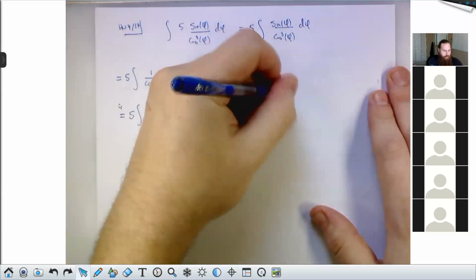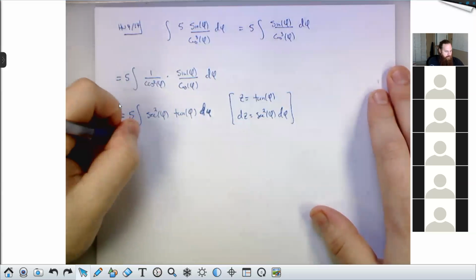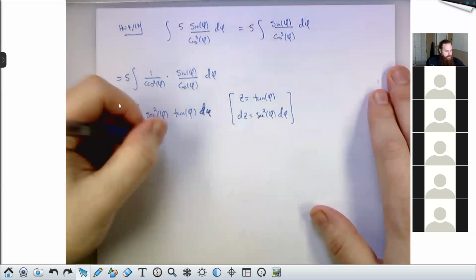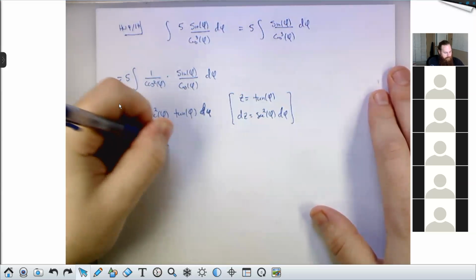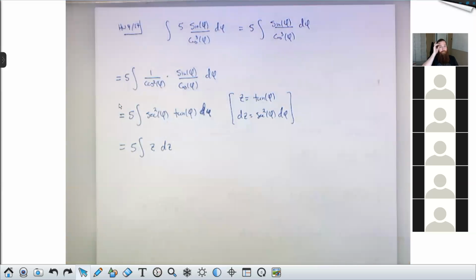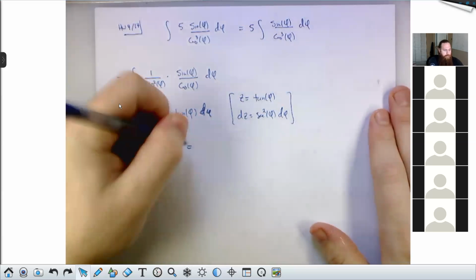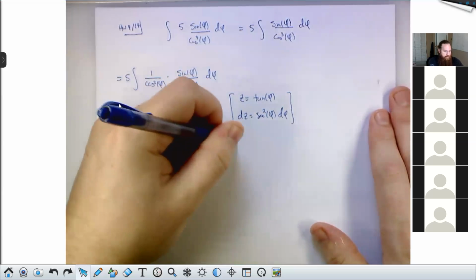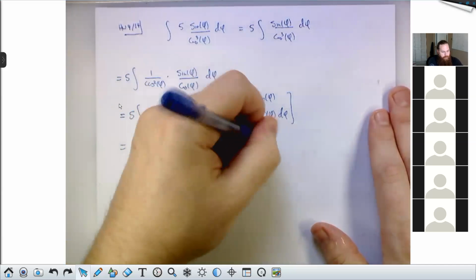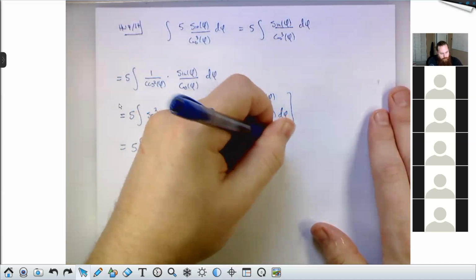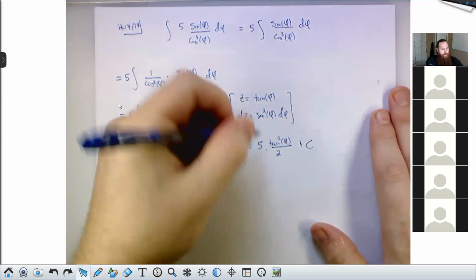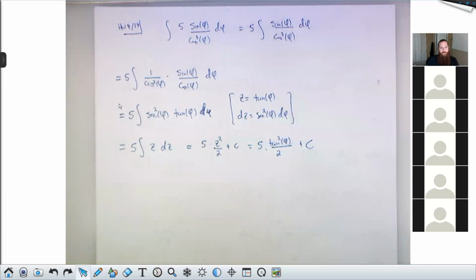It's an indefinite integral, so I don't have to change any bounds. And I get 5 integral secant squared phi d phi, that's my dz. And z is tan phi, so I just get z dz. So my antiderivative step here, I'll have 5 times z squared over 2 plus a constant, which is 5 times tan squared phi over 2 plus a constant. And you could write that as 5 halves tan squared or 5 tan squared over 2, however you want.